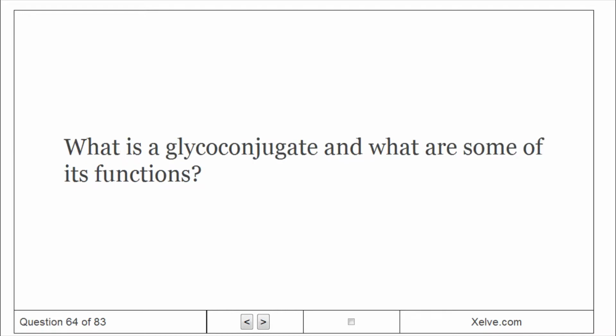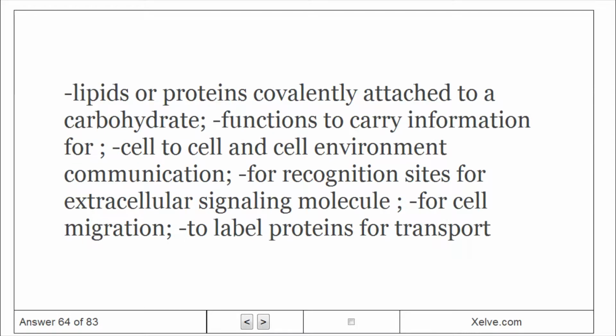What is a glycoconjugate and what are some of its functions? Glycoconjugates are proteins or lipids covalently attached to a carbohydrate. They function to carry information for cell-to-cell and cell-environment communication, for recognition sites for extracellular signaling molecules, for cell migration, and to label proteins for transport.